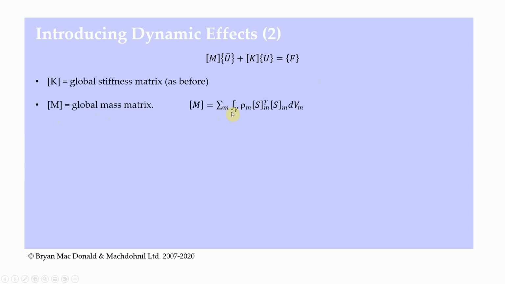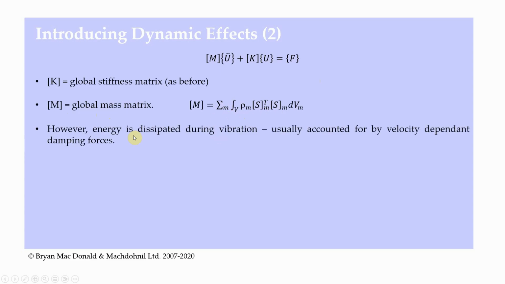And the global mass matrix again is given by the mass density and the shape function transpose multiplied by the shape function. And again, that's all integrated over the volume of each element and summed up for each element. So we've introduced mass and acceleration, but it's very important to note that if we set something vibrating, energy is always dissipated during vibration, and this is usually accounted for by a velocity dependent damping force. So we're now introducing damping forces as additional contributions to the body forces.